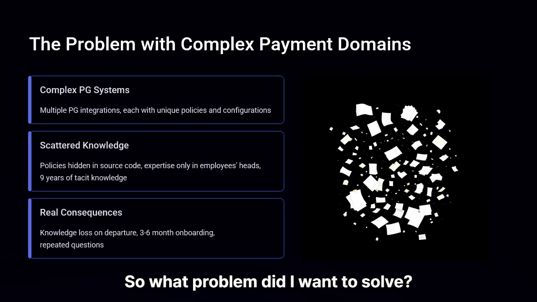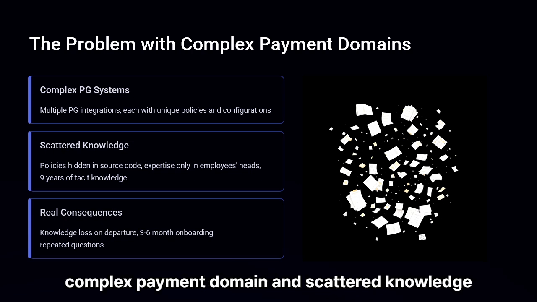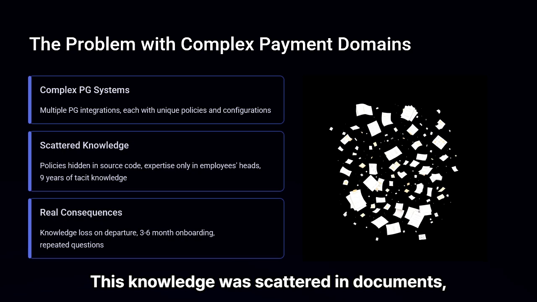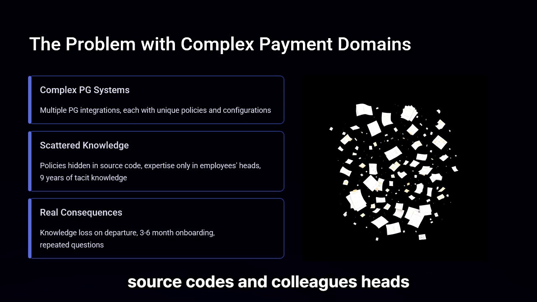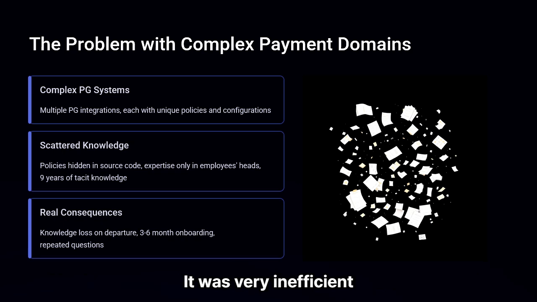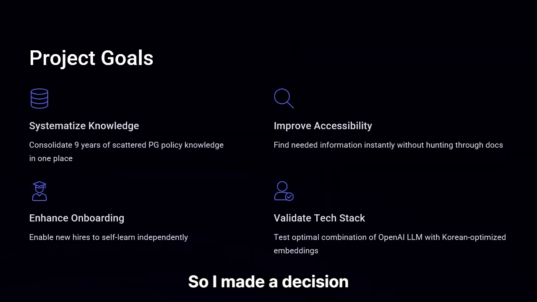So, what problem did I want to solve? I faced two big pains: complex payment domain and scattered knowledge. Every PG company had different policies. This knowledge was scattered in documents, source code, and colleagues' heads. When a colleague left, the knowledge was lost. I had to answer the same questions over and over again. It was very inefficient. So I made a decision.